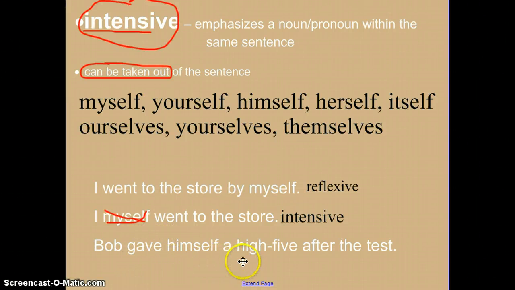For the next one, Bob gave himself a high five. If we cross out "himself" and say "Bob gave a high five after the test," it does sound okay, but the meaning of the sentence changes. The way it's written, it says Bob gave himself a high five, kind of telling himself he did a good job. If we get rid of the himself and say Bob gave a high five, it sounds like he's giving other people a high five, and that's changing the meaning of the sentence. So to keep the meaning the same, it is required in the sentence, and we call it a reflexive pronoun.